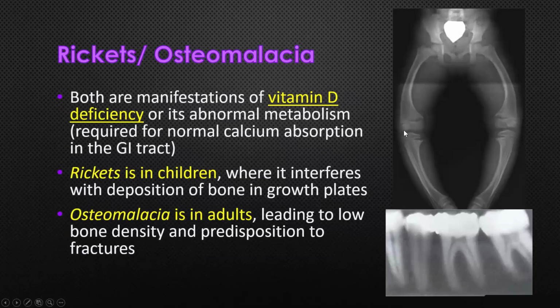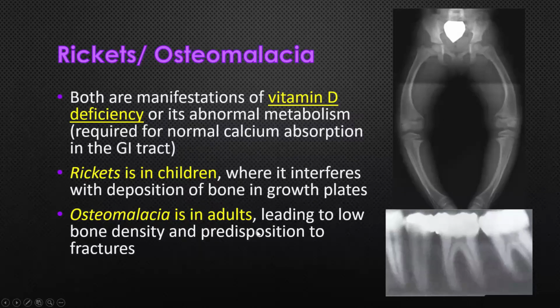For rickets, this is one of the key features, the bowing legs. Maybe they don't always get that. But just that vitamin D deficiency, what do we say about that with mineralization of bone? If you're deficient on vitamin D, you're not resorbing enough calcium. Even if you have adequate in your diet, you need vitamin D to resorb that from your diet. And so there's not enough calcium available while these bones are growing, and they tend to be deformed, bowed outward. Interferes with deposition of those growth plates.